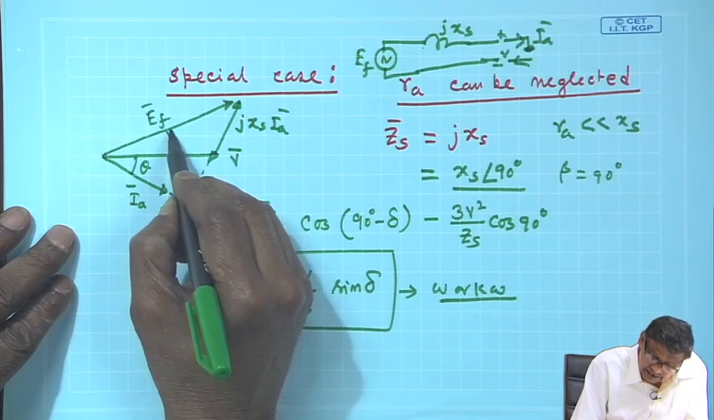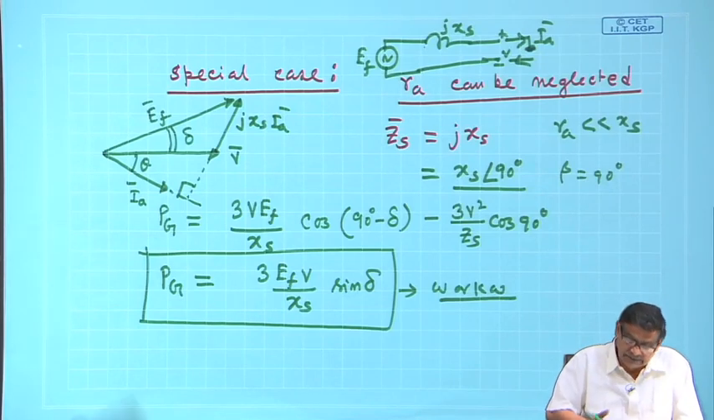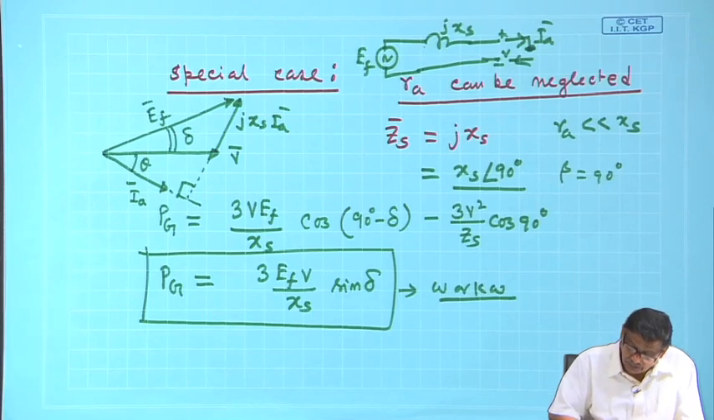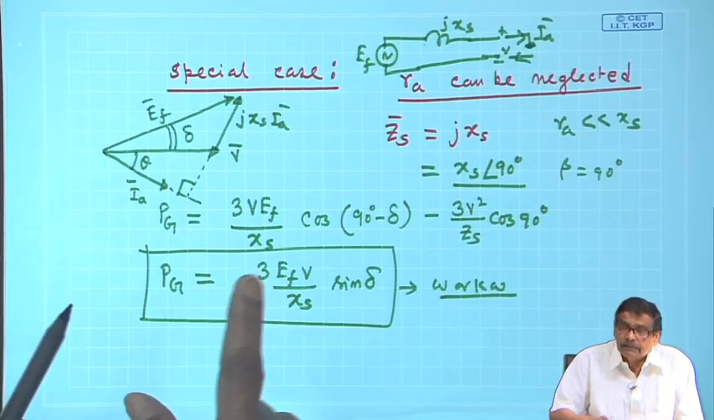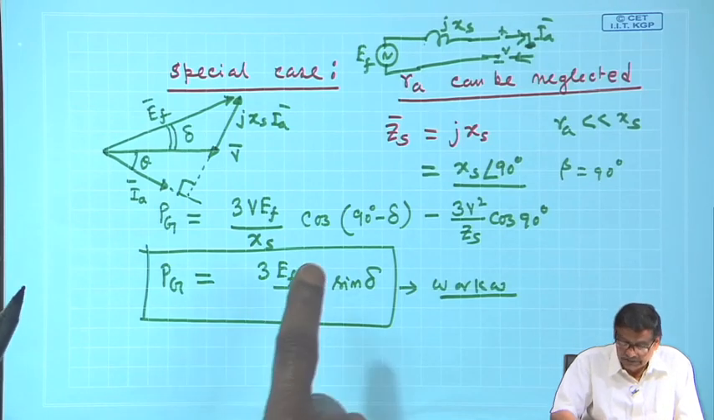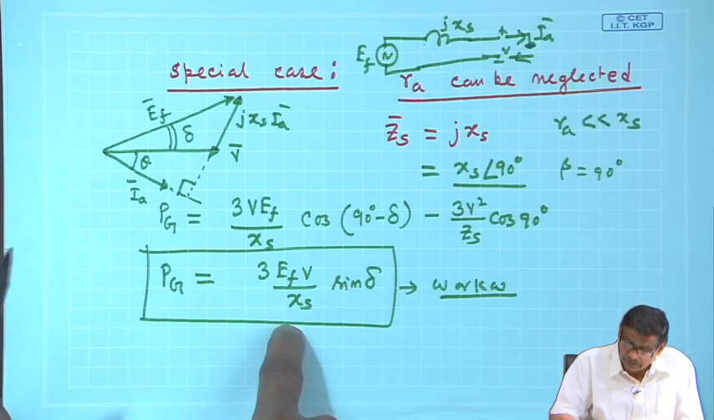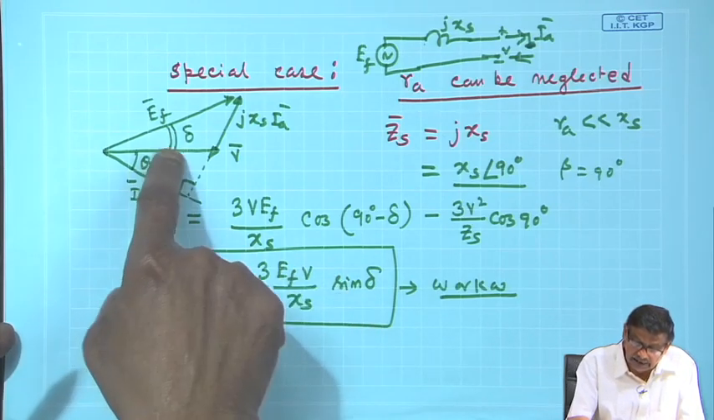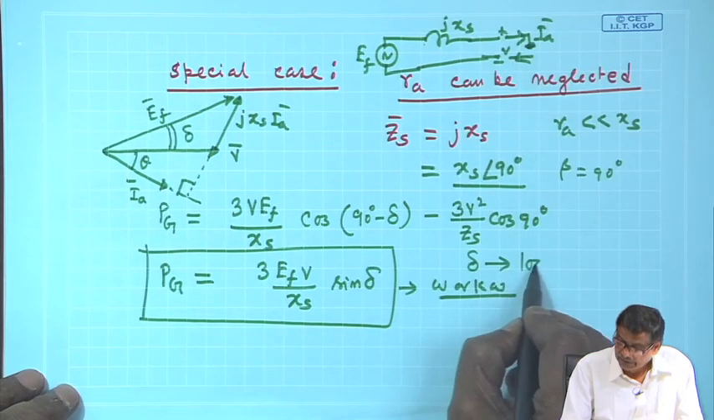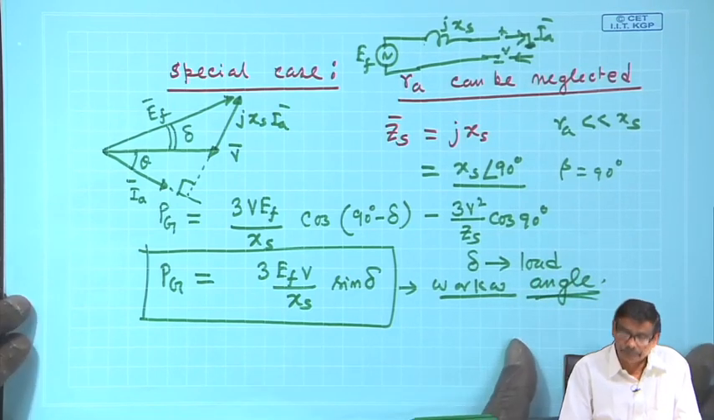So, here is the angle delta. In this case, of course, the load angle is delta. Therefore, the power delivered to the load depends upon the product of excitation voltage and terminal voltage, all per phase, divided by the reactance in ohm, into sin delta, where delta is this angle. Delta, as you know, is often called the load angle. So, this is the expression.